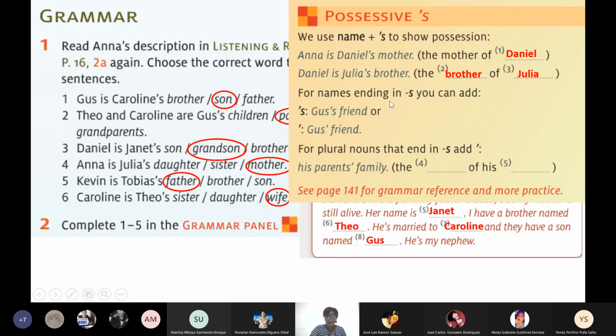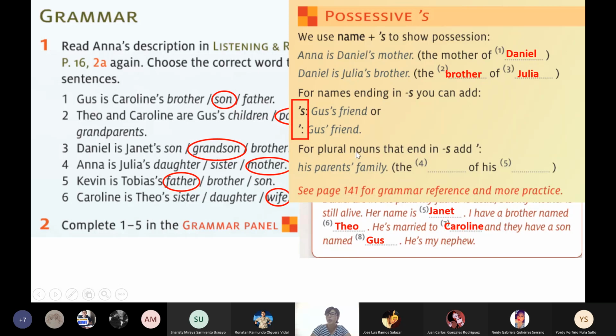¿Qué pasa con los nombres que terminen en S? For names ending in S, so you can add apostrophe S or only apostrophe. ¿Sí? Acá lo tienen. Para los nombres que terminen en S, pueden agregar solamente la apóstrofe, o también si quieren pueden agregar apóstrofe y S. ¿Por qué? Porque va a sonar lo mismo, ¿no? Aquí tenemos Tobias. So you can add only apostrophe, or if you want, you can say apostrophe S. Tobias. Si no va a cambiar. Goose is the same pronunciation. Como ya termina en S, vamos a seguir pronunciando de la misma forma.